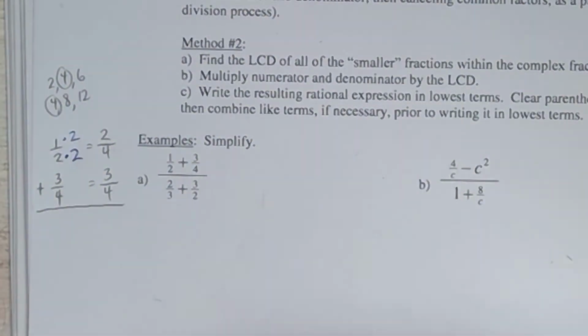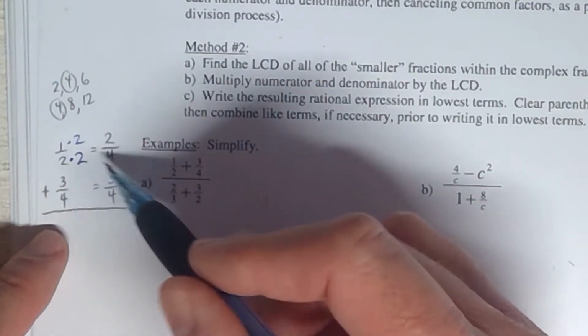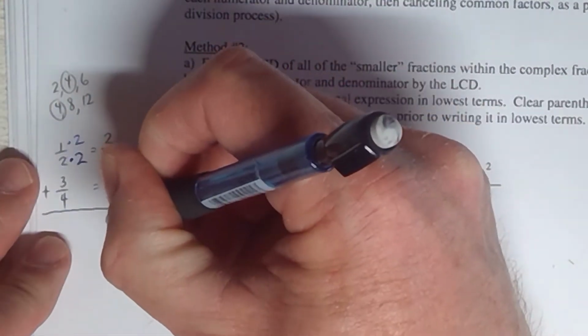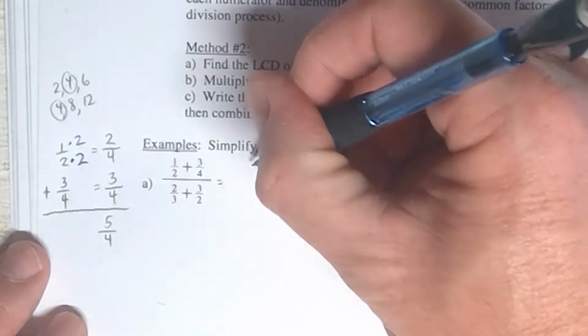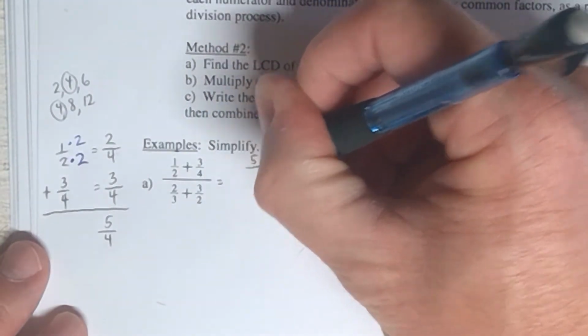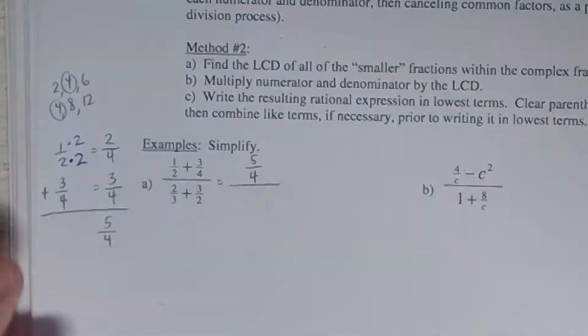Now that the denominators are the same, and since this is an addition problem, we now need to add the numerators together. 2 plus 3 is 5, and then the denominators stay the same. So we did it. We made the numerator, let me just bring it over here. We made the numerator into a single fraction, 5/4.